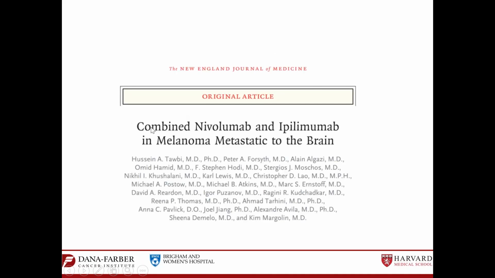You should start with Nivo-Ipi, which is in this trial. So nivolumab and ipilimumab is the first treatment line, actually. It's not the targeted therapy. So you should start with Nivo-Ipi, and it has a 50% local control and a beautiful response in the brain metastasis for the melanoma patients, especially if you combine those two together, Nivo-Ipi.